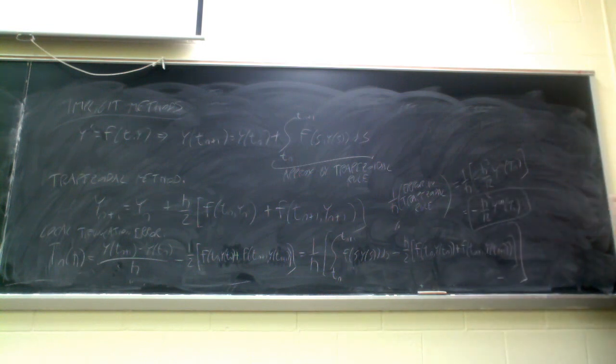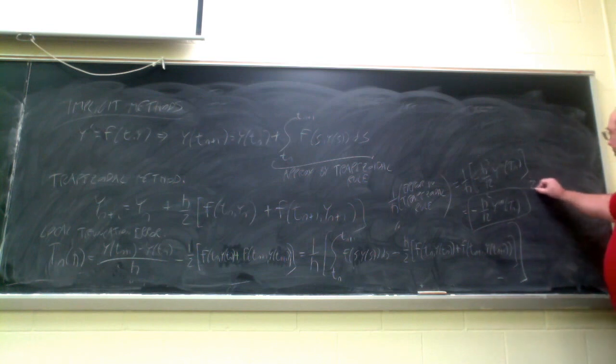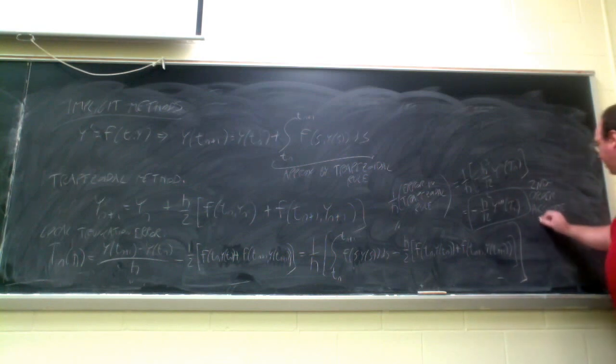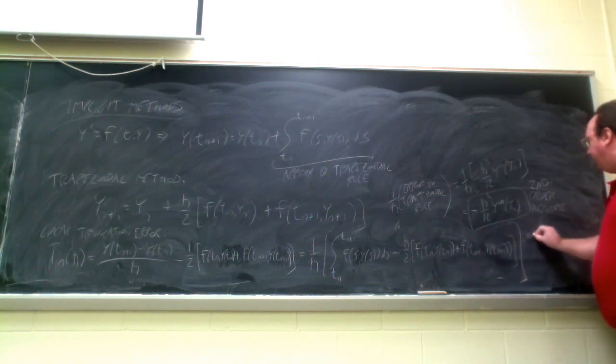And notice it's proportional to h squared. So we can say that the trapezoidal method, unlike Euler's method, is second order accurate. Now, because the error is proportional to h squared, it's definitely going to 0 as h goes to 0. So we can definitely say that the trapezoidal method is consistent.